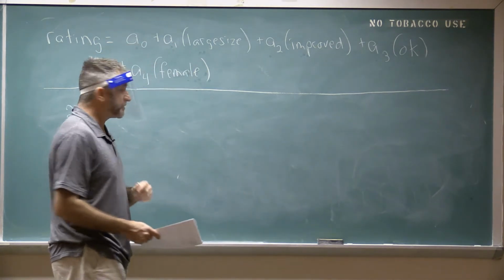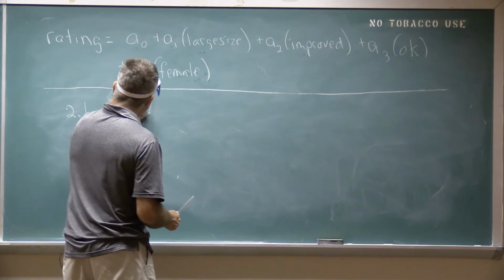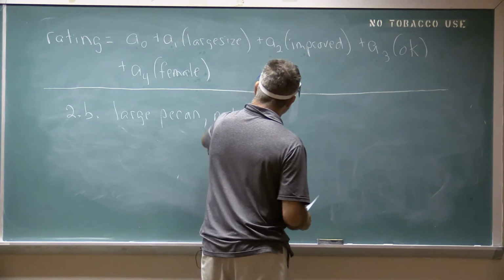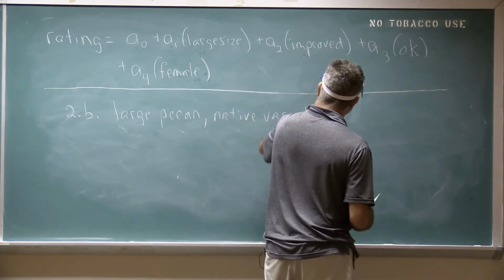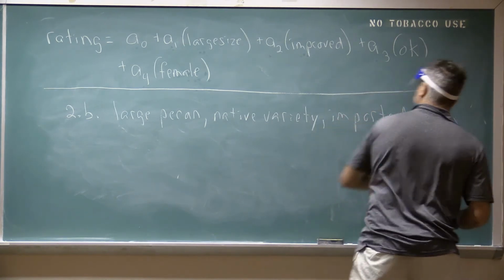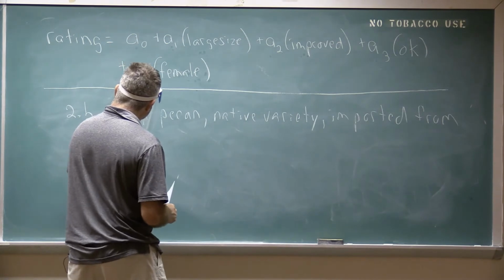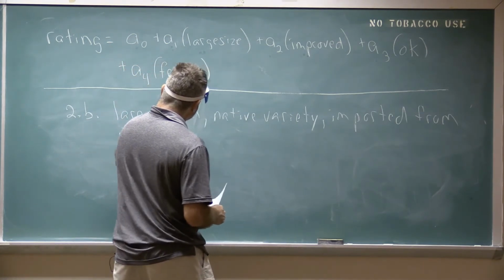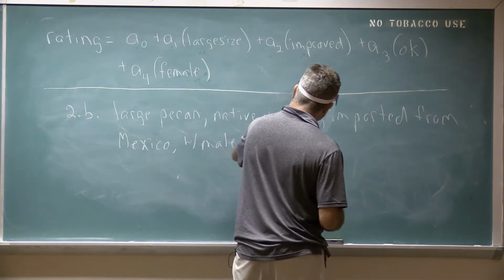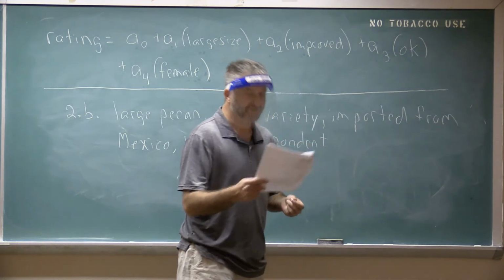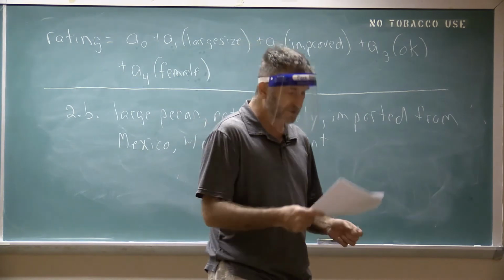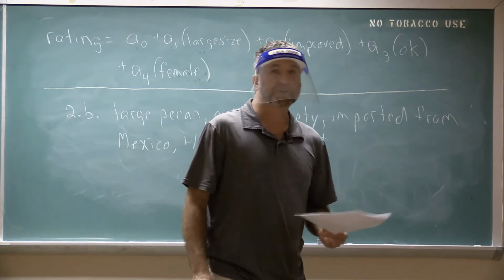So what type of pecan are we referring to? Large pecan, native variety, imported from Mexico, with a male respondent. So 2B's just like 2A, except just the size of the pecans got bigger. That's all it is. And what is the predicted rating?